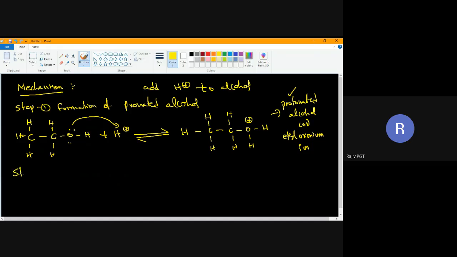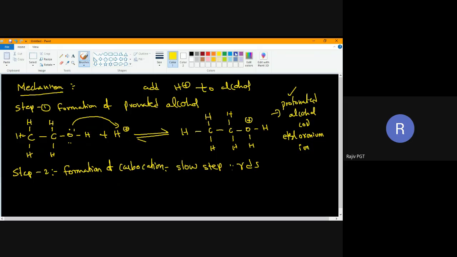Step 2 is called formation of carbocation. This is a slow step. As it is a slow step, it is the rate determining step, RDS. What will happen from here?